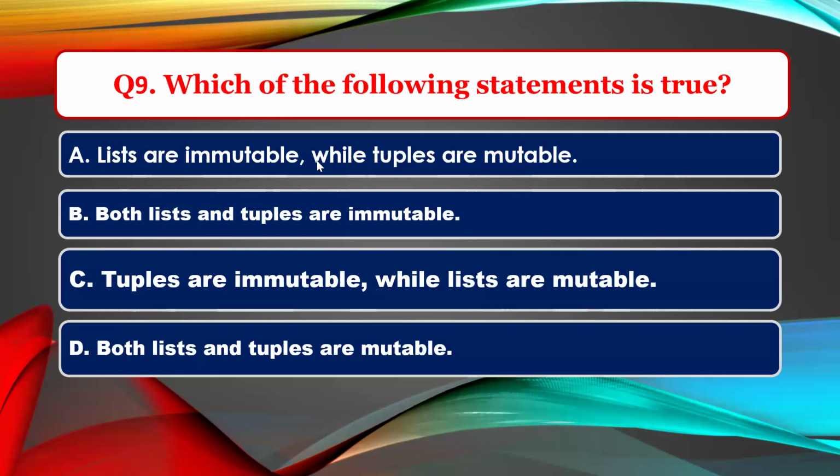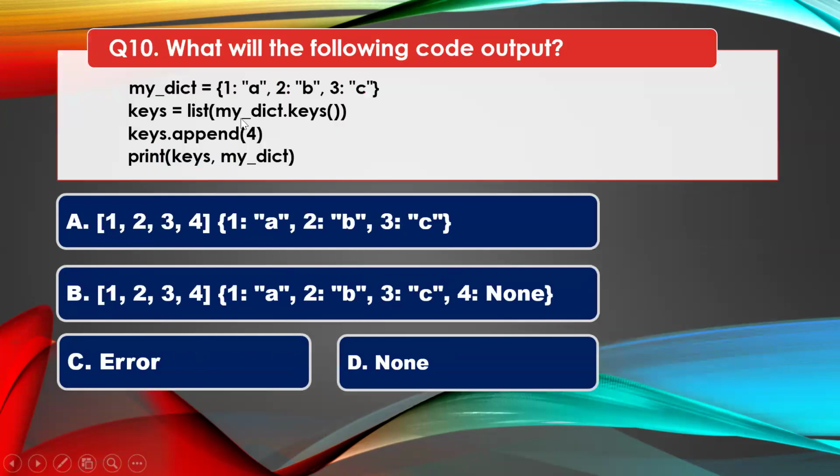C is the answer. All of you are giving us C. Mithilesh, Hemavati, Subrato, Subrata Das, Vivek, Prakash, all of them have given the right answer, that is C. Tuples are immutable while list is mutable. Now let's go with the last one. That is this.